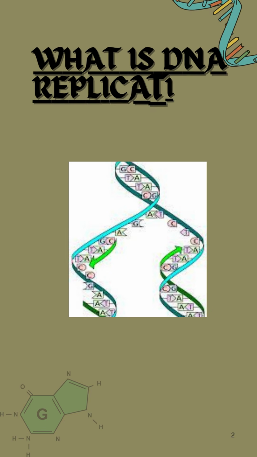What is DNA replication? DNA replication is the process by which a cell makes an exact copy of its DNA before it divides. This ensures that every new cell has a complete set of genetic instructions, and this process is essential for growth, repair, and reproduction.